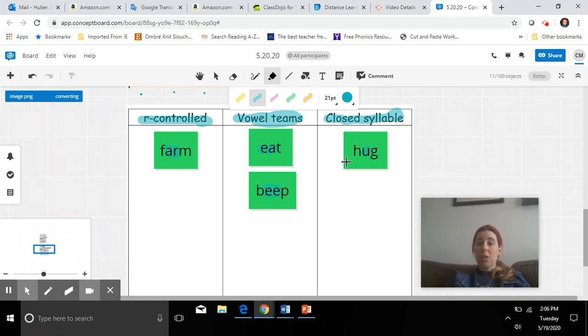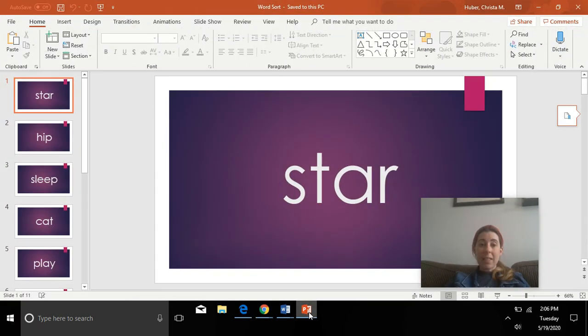Okay? And we know that it's a closed syllable word if it has one vowel and a consonant comes after the vowel. So here's my vowel letter. The consonant closes it in. Okay? So I'm going to pull up my slides. I'm going to show you a word, and I want you to write that word in the column where it belongs. So look at this word.